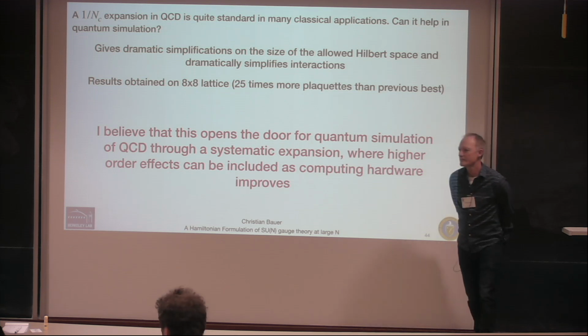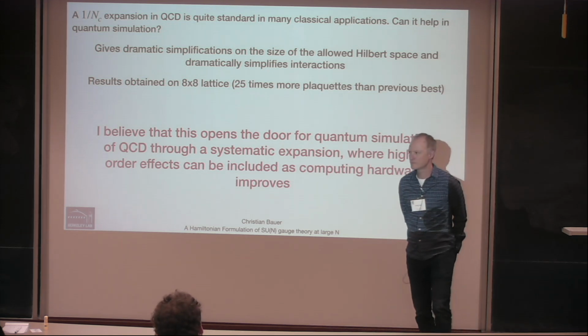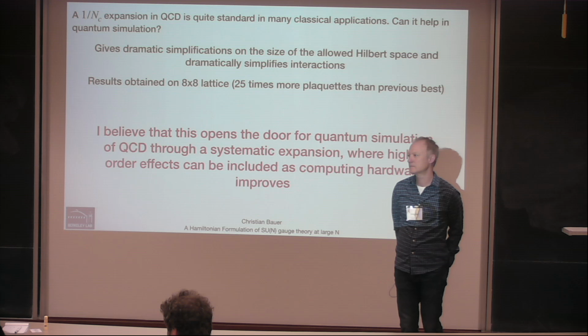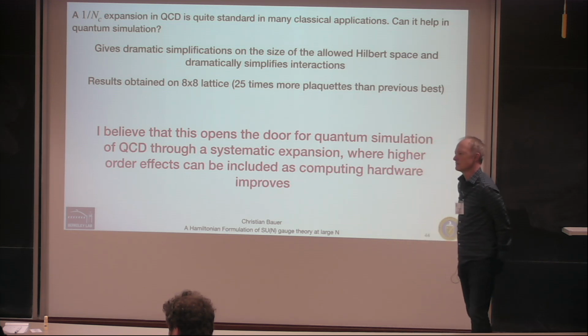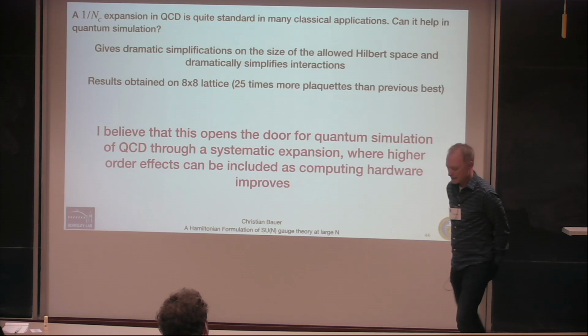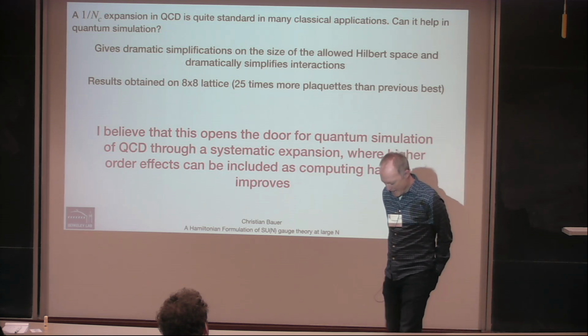Yeah, Victor. Is it possible to take your truncated theory, this 1 over N and truncated representation, and then just do some Monte Carlo to see if this theory is actually similar to Yang-Mills?